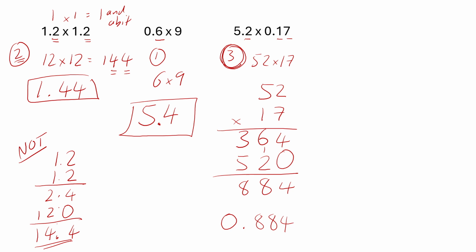Now, if we look at 5.2 times 0.17, this has got smaller, and that is completely natural because when we multiply something bigger than 1, the number gets bigger, and if we multiply by something that is less than 1, our number is going to get smaller. So 0.884. Okay, final one to look at.